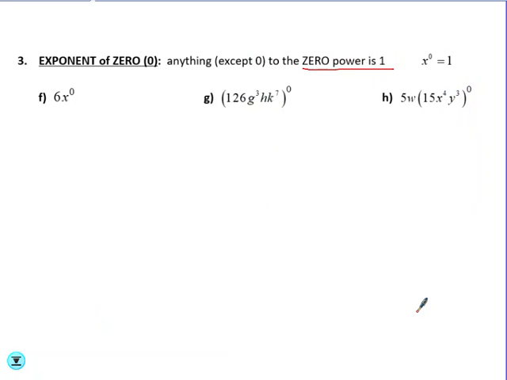I'm actually going to start with example G on this. We have a whole bunch of stuff in the parentheses to the 0 power. It does not matter what all of this stuff in the parentheses is, because it is all raised to the 0 power. So this simply equals 1.